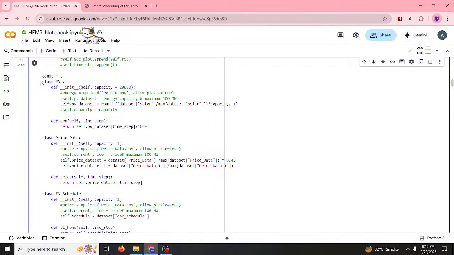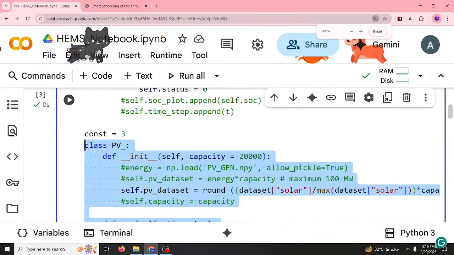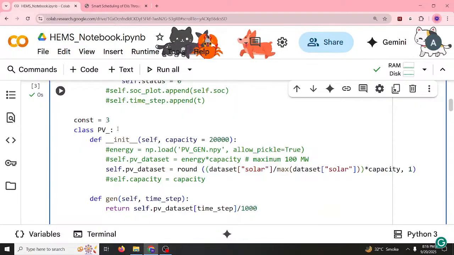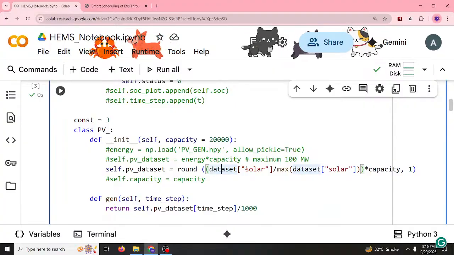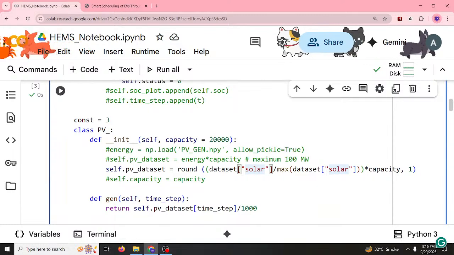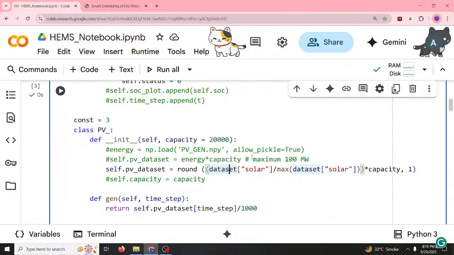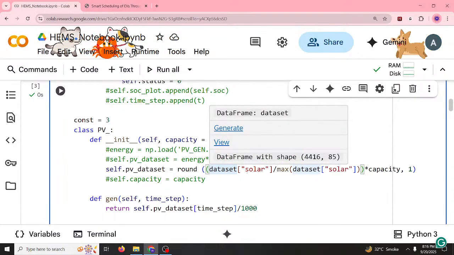So to get this photovoltaic generation, what we do here in this whole class, let me zoom in so that we can see it properly. So this PV class, guys, has this data set, and from this data set it is getting this solar variable. This is a CSV data frame, just with the 4416 values, and that's it.